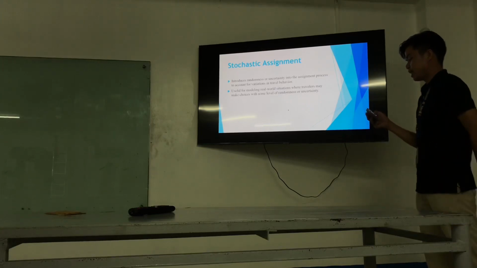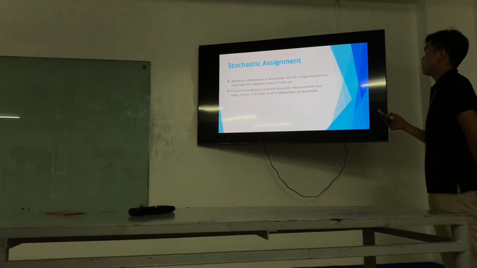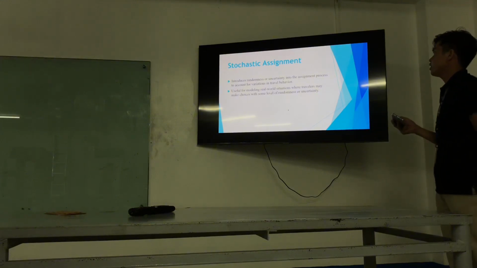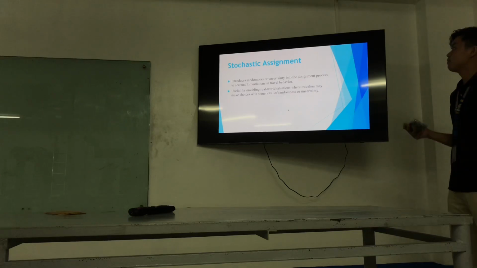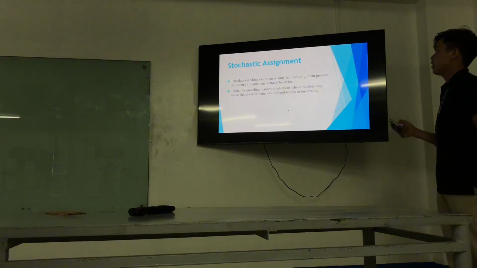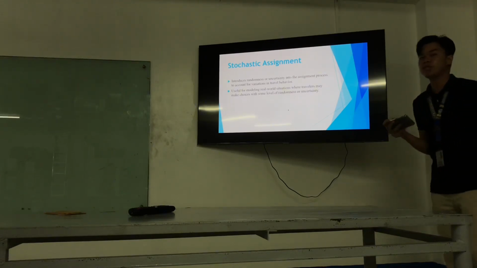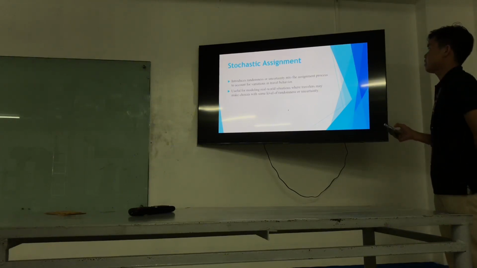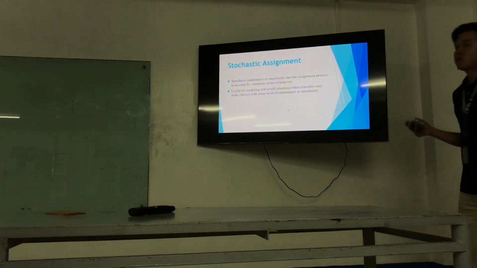The next assignment is the stochastic assignment. It introduces randomness or uncertainty into the assignment process to account for variations in travel behavior. It is also useful for modeling real-world situations where travelers may make choices with some level of randomness or uncertainty.